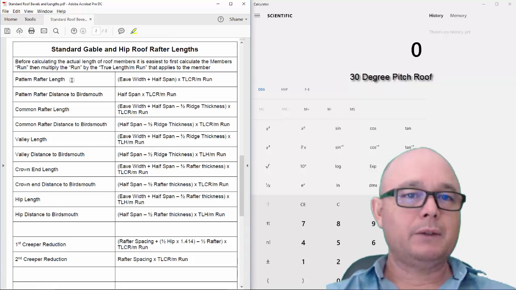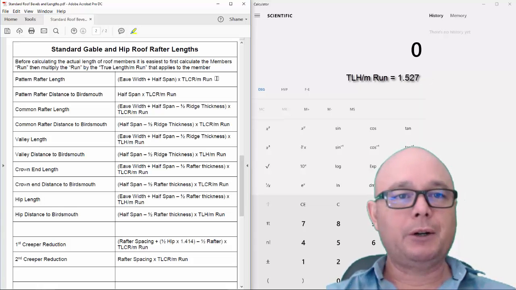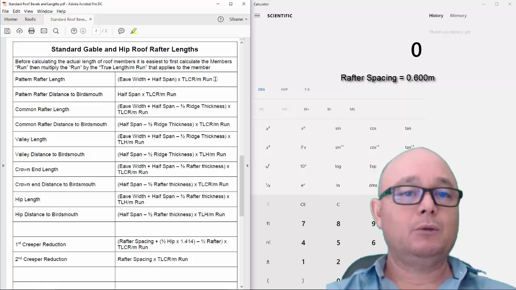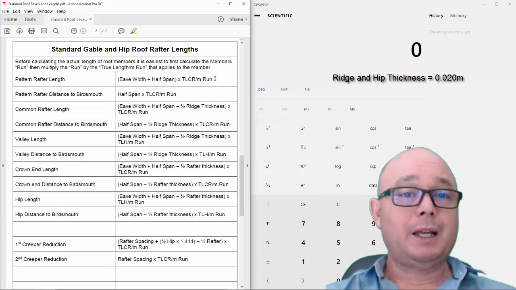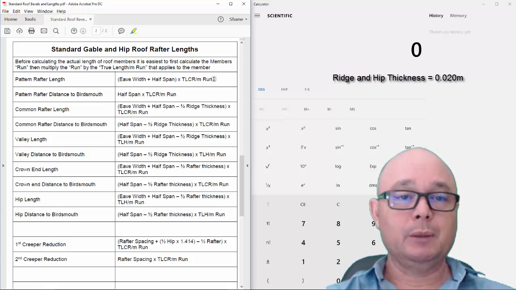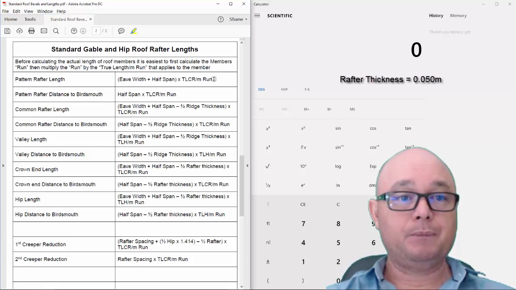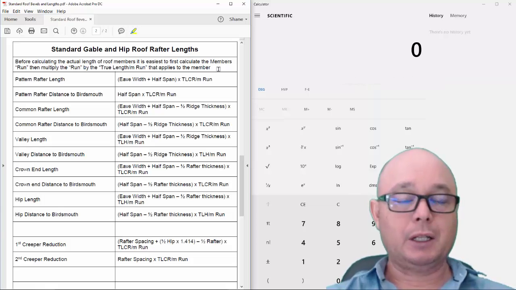So before you start these calculations, you'll need some information from your particular scenario. For this scenario, the span is going to be 8 metres, and the eave width will be 600 millimetres. Rafter spacings will also be 600 millimetres. Ridge and hip thicknesses will be 20 millimetres, and rafter thicknesses will be 50 millimetres. So you'll be referring to those pieces of information as we go through these calculations.